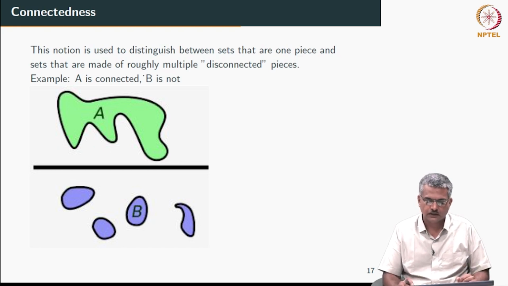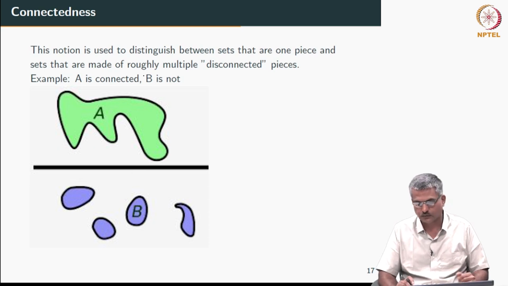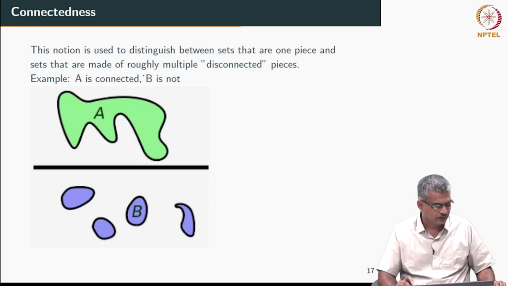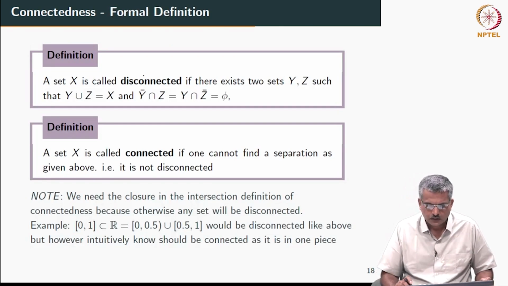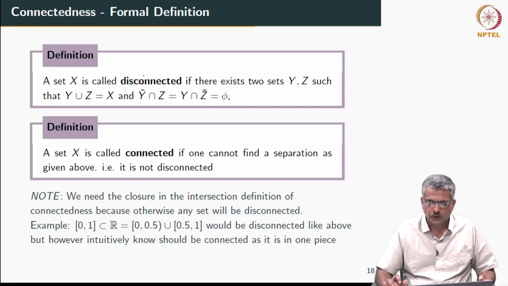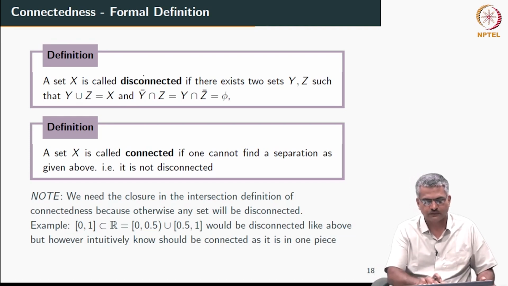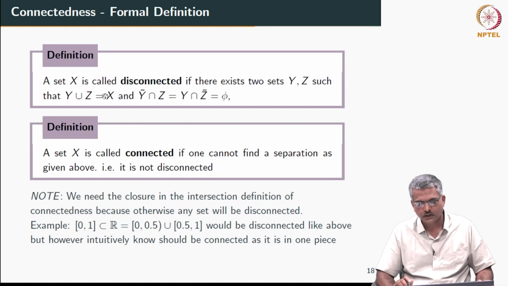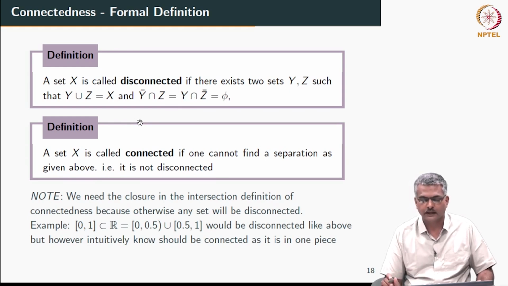But this is a very intuitive idea, and let us see what the mathematical definition of a connected set is. There is a notion called separated sets or disconnected sets. Two sets Y and Z are said to be disconnected if their union is the whole of the set X, and Y closure intersection Z and Y intersection Z closure are both empty sets.